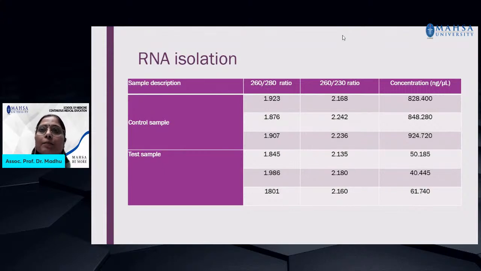So these are the values obtained from control samples and test samples. These results show that all the RNA is of good quality because the values are 1.8 to 2.0 for 260 over 280 nanometers, and in the range of 2.0 to 2.2 for 260 over 230. You can see all these values. Then this is the concentration of the RNA in the sample. These are only representative values.